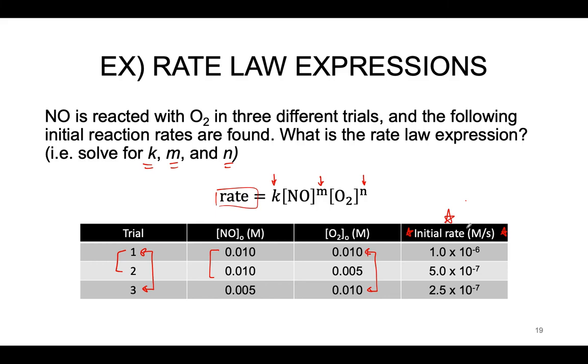So the first step in solving this type of problem is to select 2 trials where one of our reactants is held constant, so we can observe more explicitly how the other reactant is going to impact the rate. All right, so I'm going to flip between this slide and a blank slide in order to actually show my work and how to approach this problem.